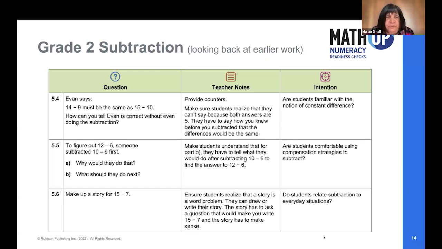Or look at 5.5 to figure out 12 minus 6. Someone first did 10 minus 6. Like, what should they do next? And why did they do that in the first place? So you're seeing that mix of procedural and conceptual.